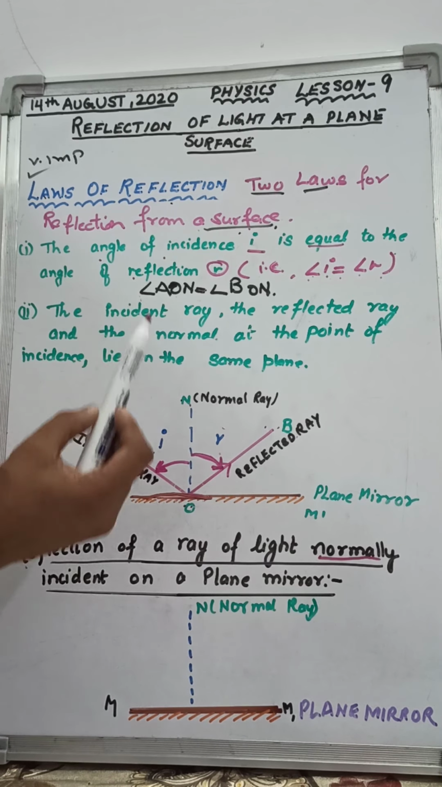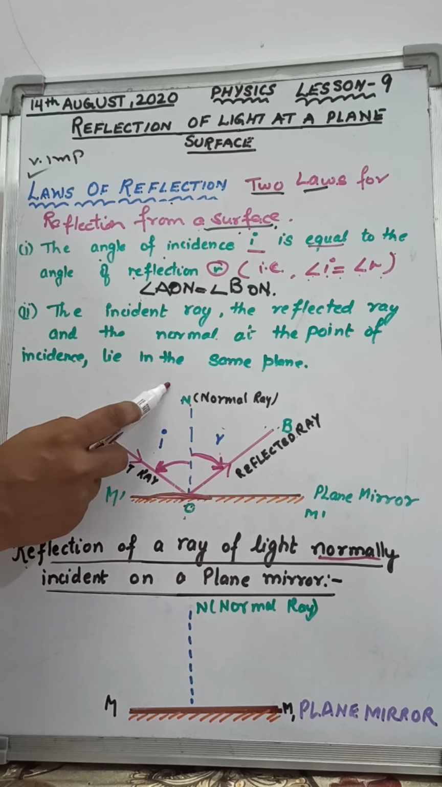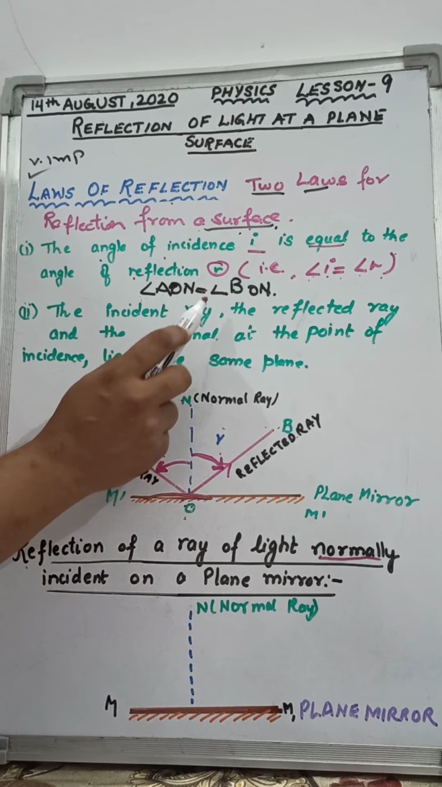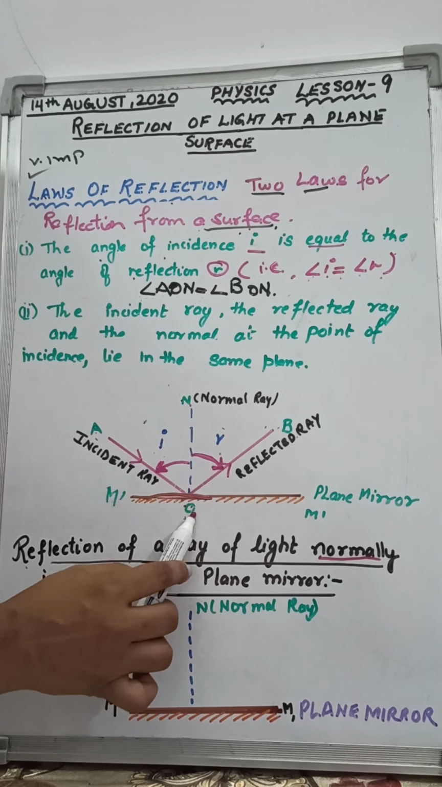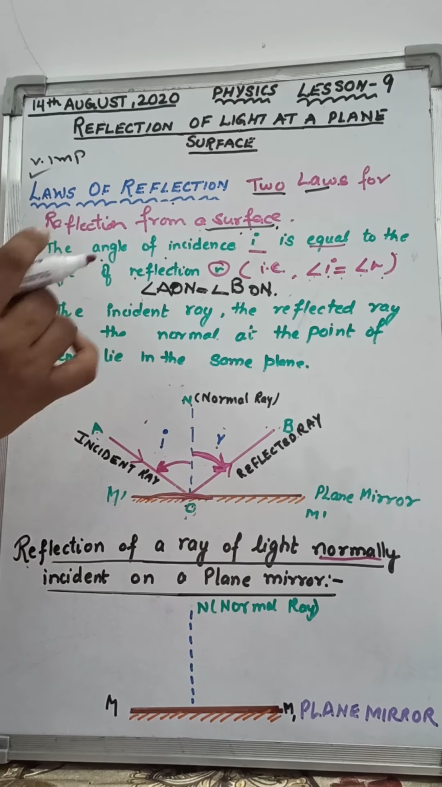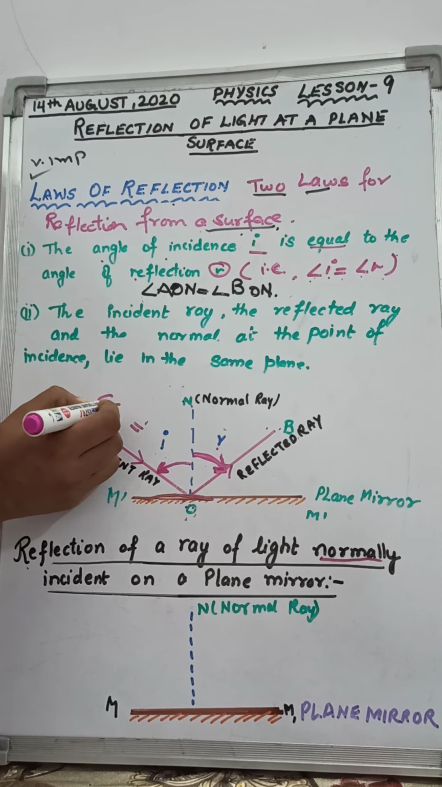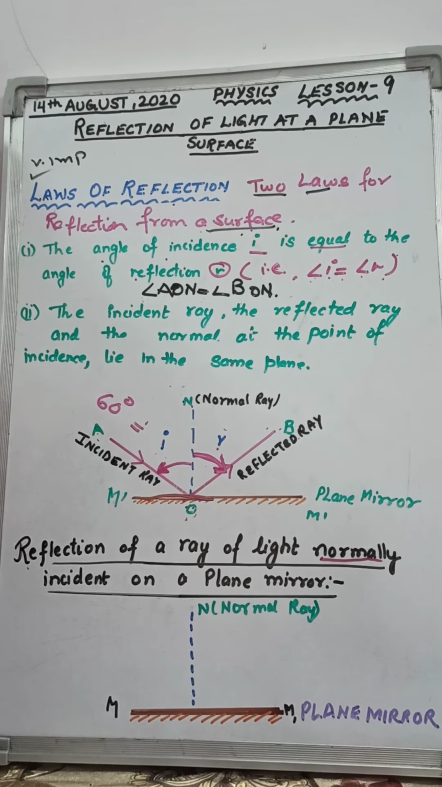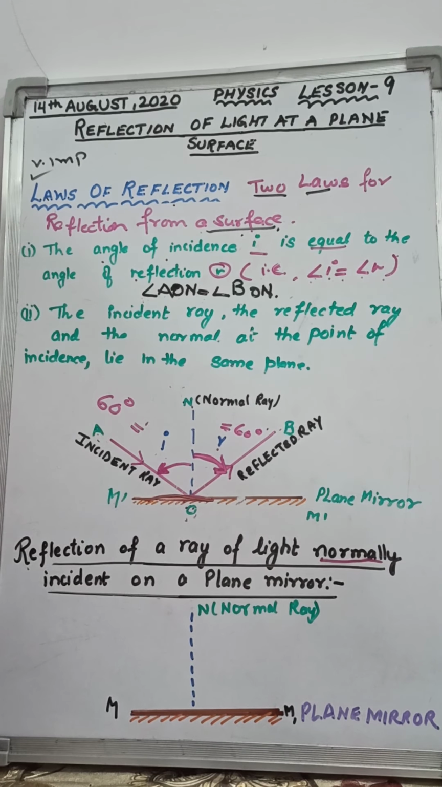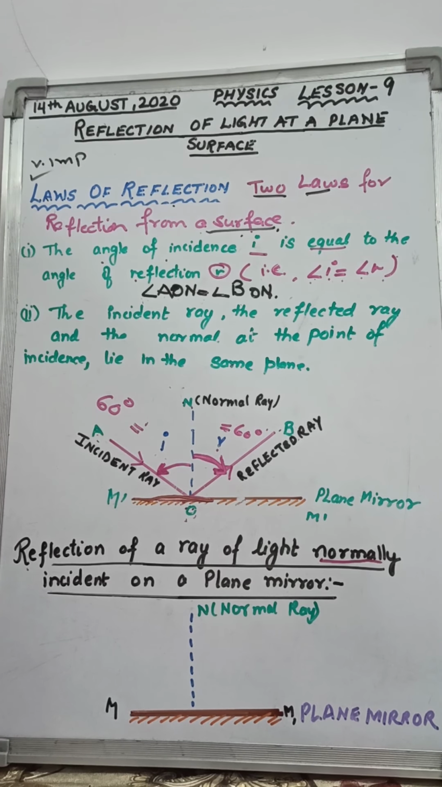Let's see in the diagram given below, angle AON. This is the angle of incidence, equal to BON. This angle is the angle of reflection. So, if you are doing the experiment and you have taken the angle of incidence 60 degrees, after performing the experiment, the angle of reflection will come 60 degrees only. So, angle of incidence is equal to the angle of reflection. This is your first law.